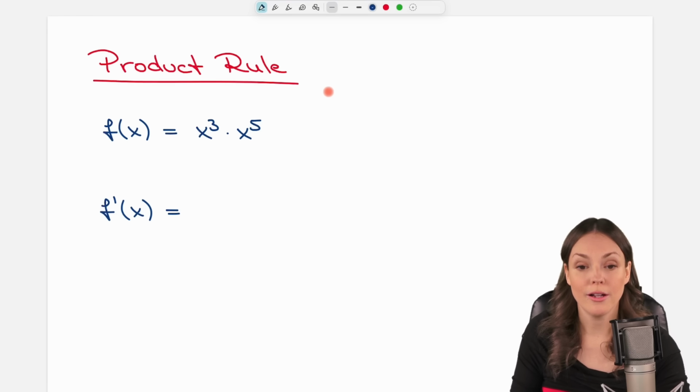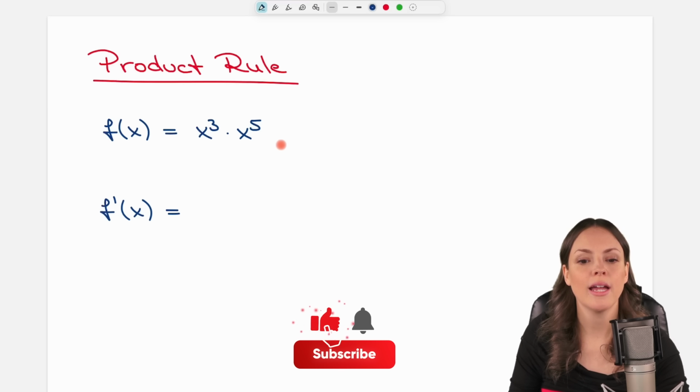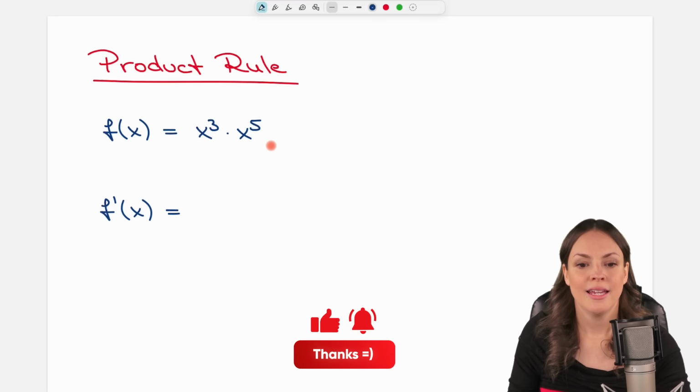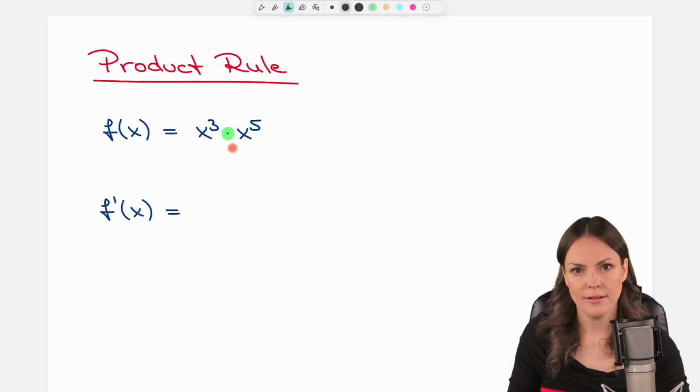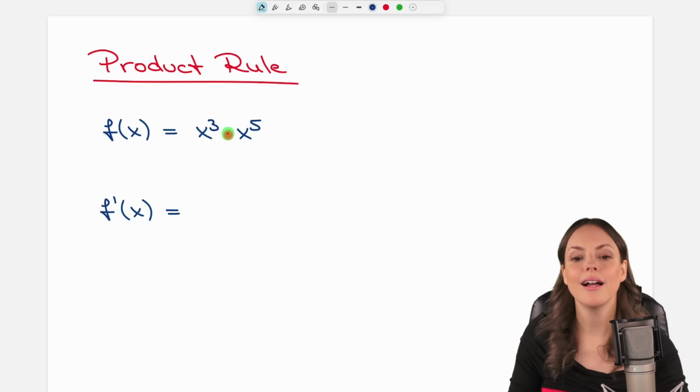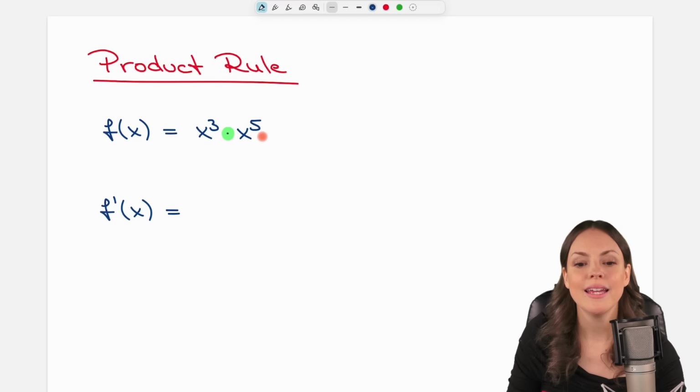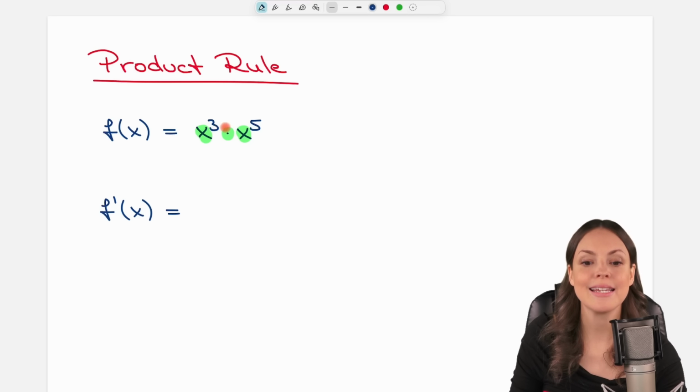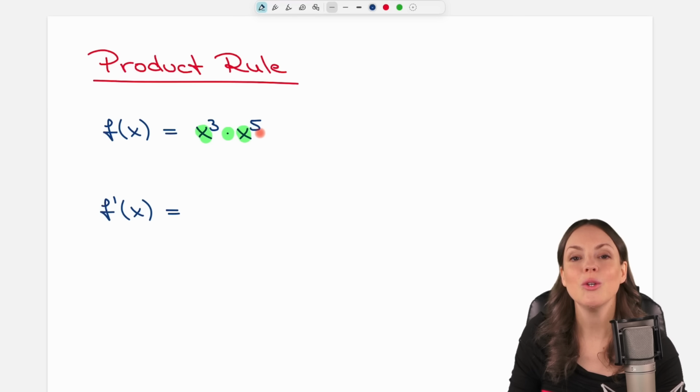Okay, next rule, product rule. Super important rule. What is it? We have a product here, x to the power of 3 times x to the power of 5. The important part is that in the first part of your product, you have something with x, and in the second part of your product, you also have something with x. So every time you have something with x times something with x, you have to use the product rule to find the derivative of this function.